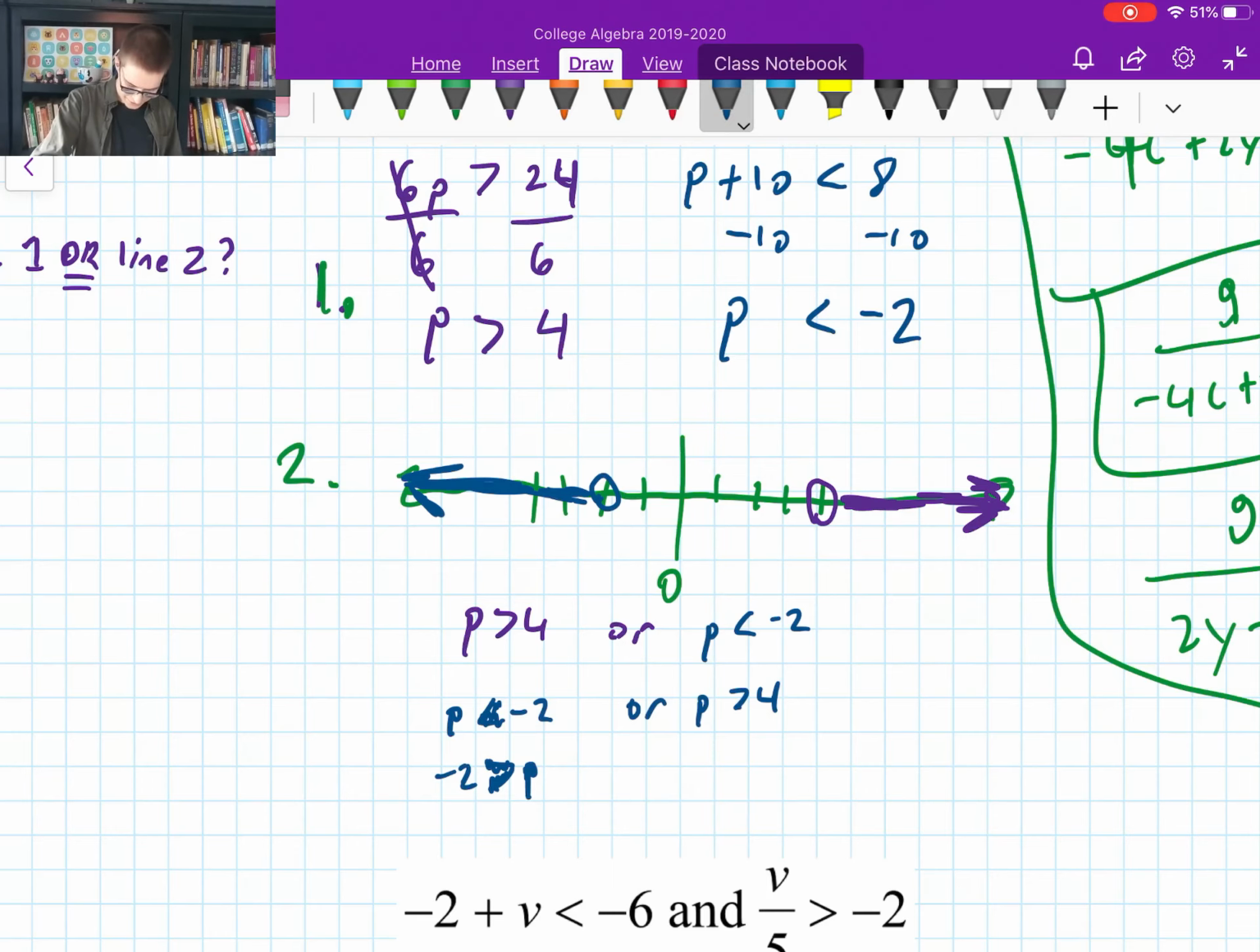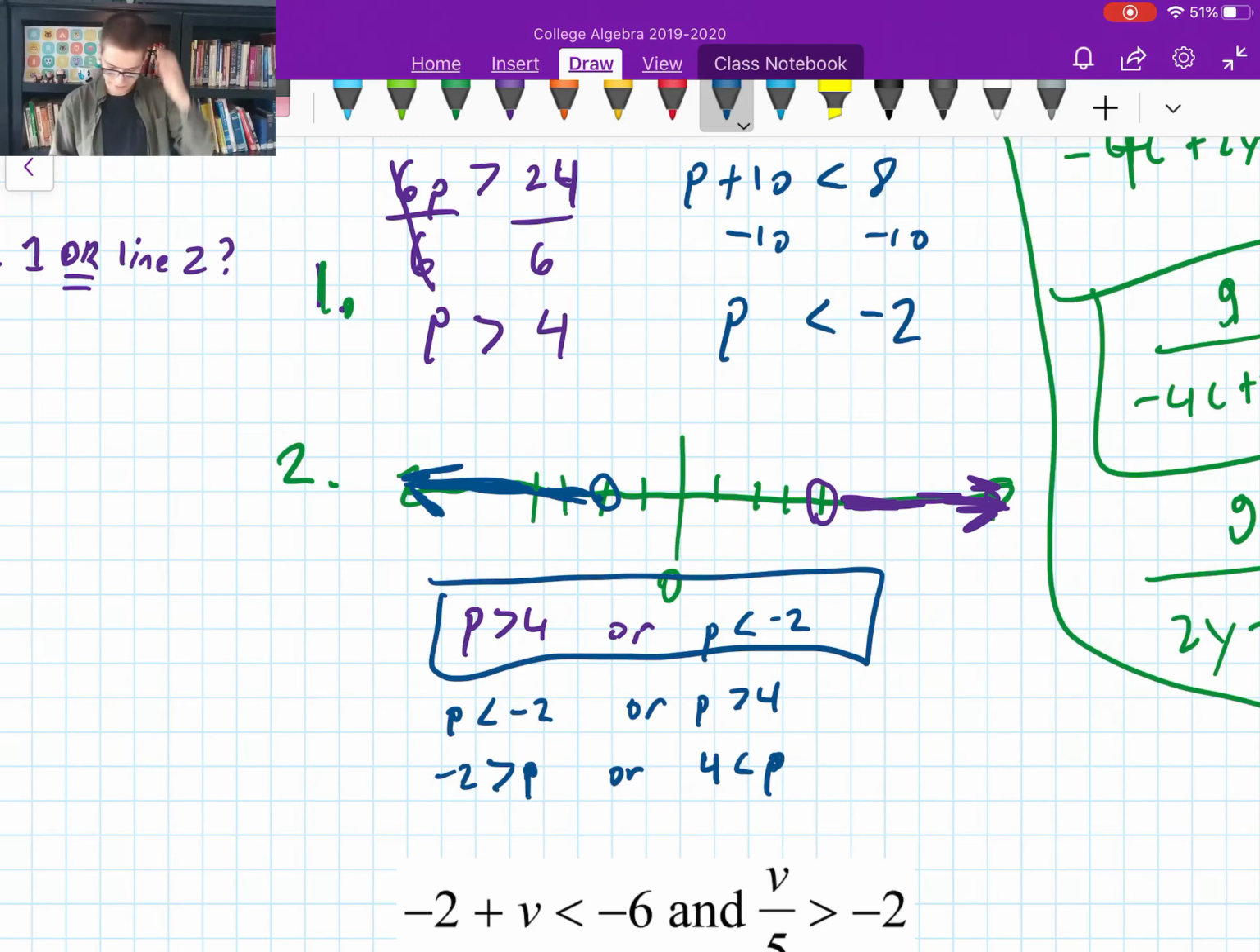Okay, and then I could write, if I really wanted to, that or 4 is less than p. So I could write it that way. But for our sakes, most of the time, we're going to find something that's pretty similar to what you've written: p is greater than 4, p is less than -2. Great. So that's ORs. That's how we accomplish ORs.